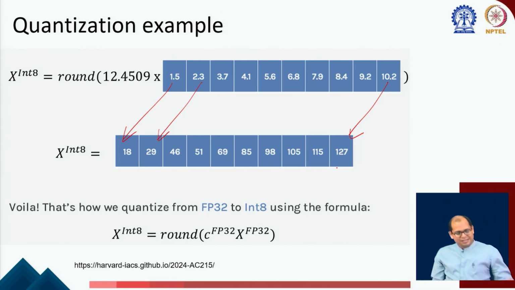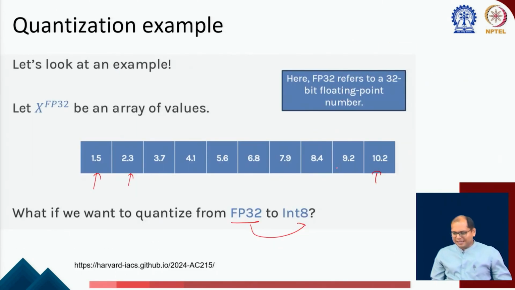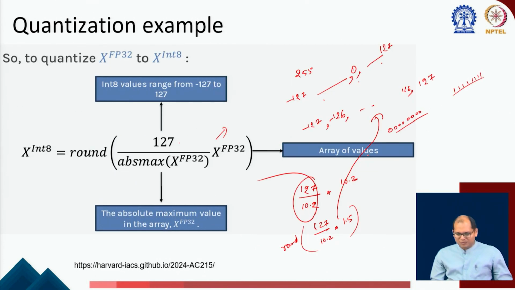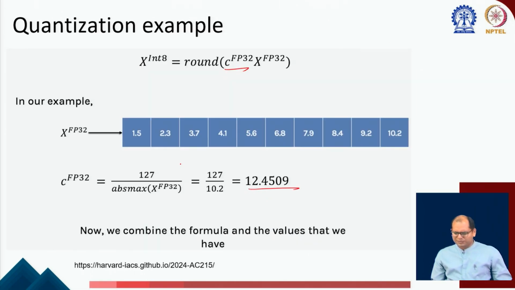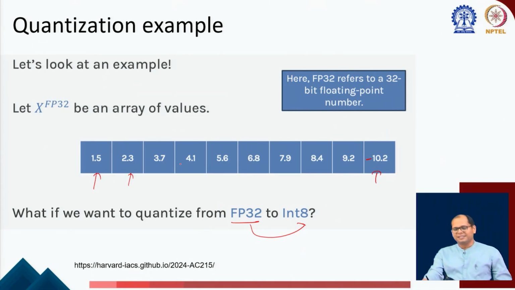Okay, and this abs-max can be a negative number. For example, here this was minus 10.2. It will not matter. You will still take the absolute max of this. So this will go to minus 127 in that case, but the constant will remain the same for you.